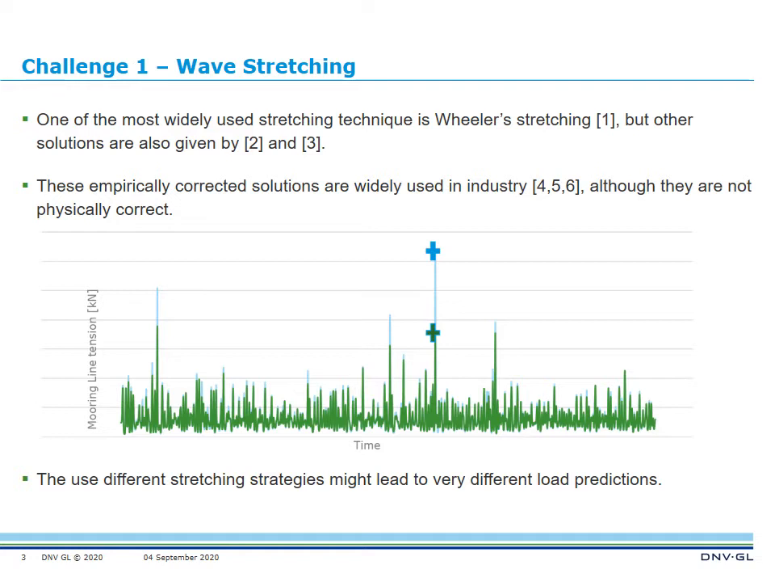So I think it would be useful to compare different stretching methods against more accurate solutions for representative floating wind platform designs and also environmental conditions, to better understand the implications of using one or another, and also to have a quantitative measure of how wrong we might be.